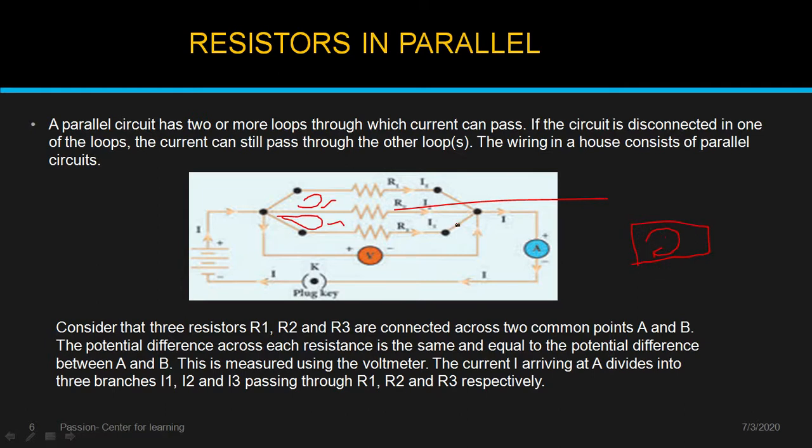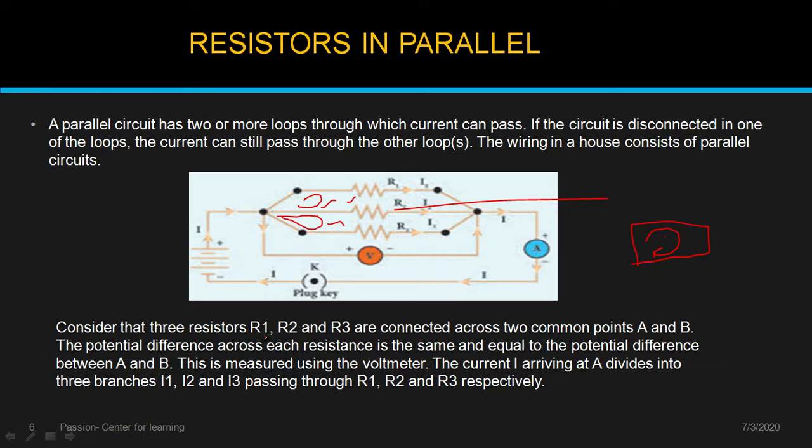Here we have three resistors, so each one forms one loop. Here one loop and here another loop, in which current can pass. In the same way, if it is disconnected somewhere, current cannot pass through. The best example is house wiring, which is done with parallel circuits.